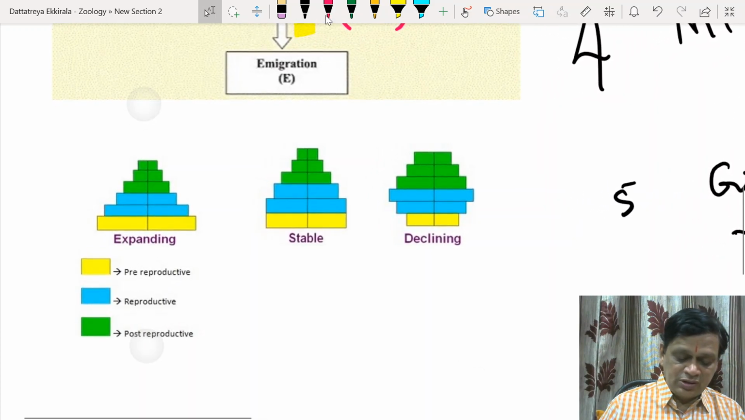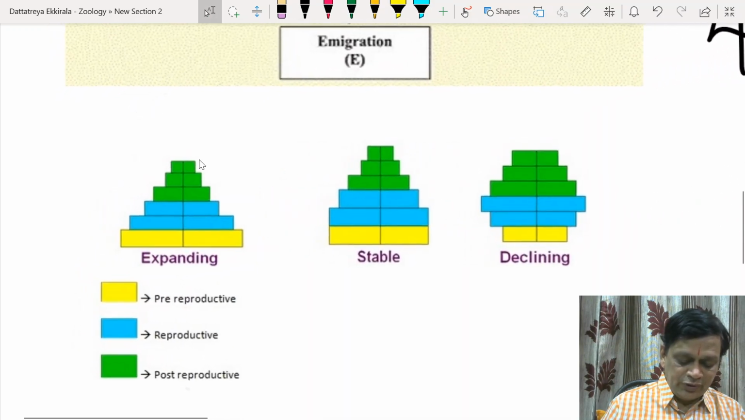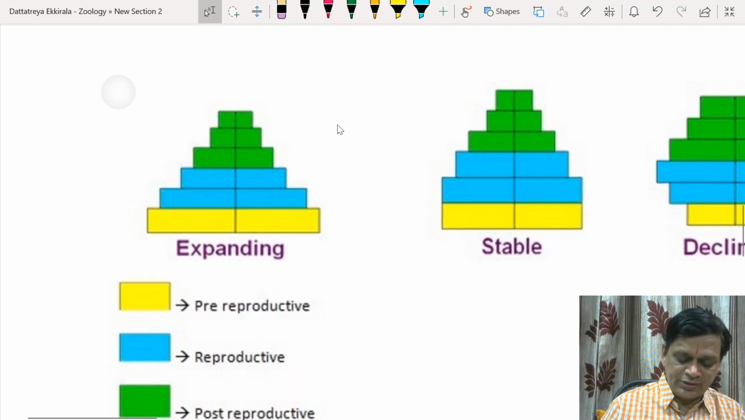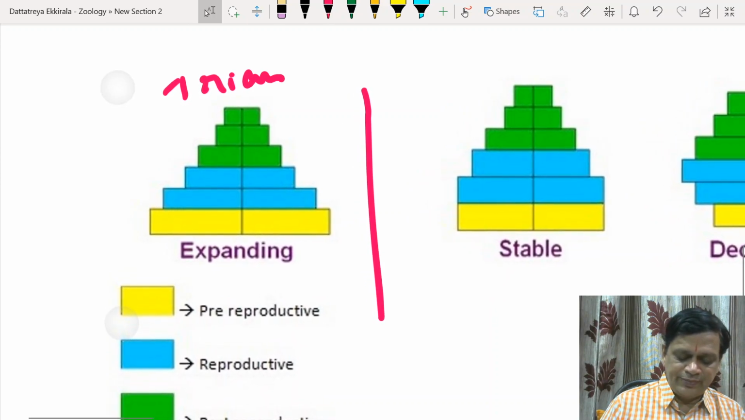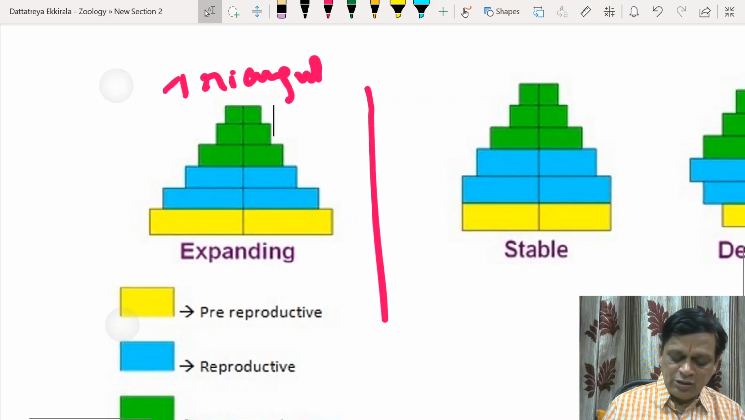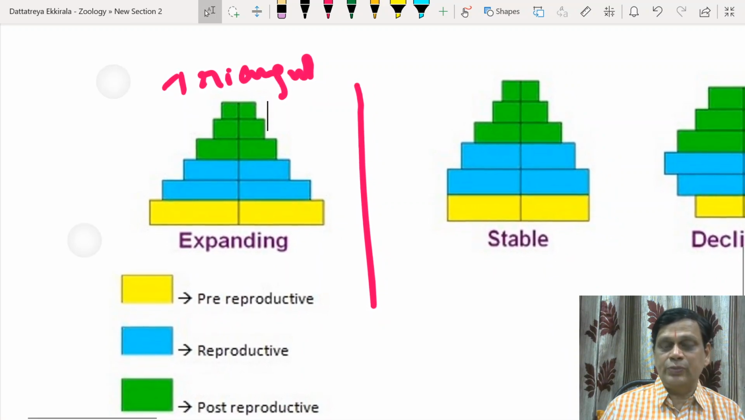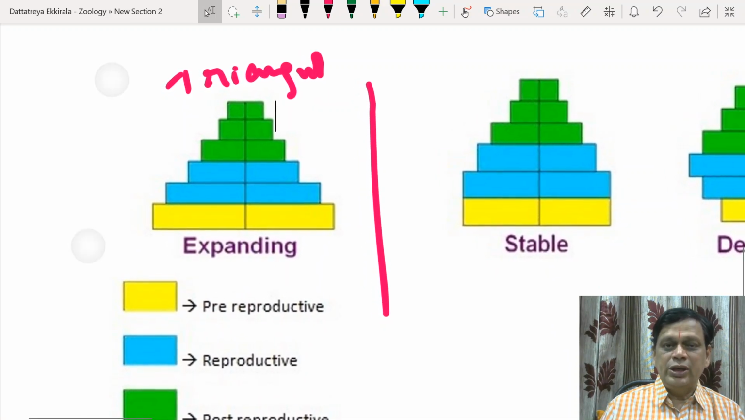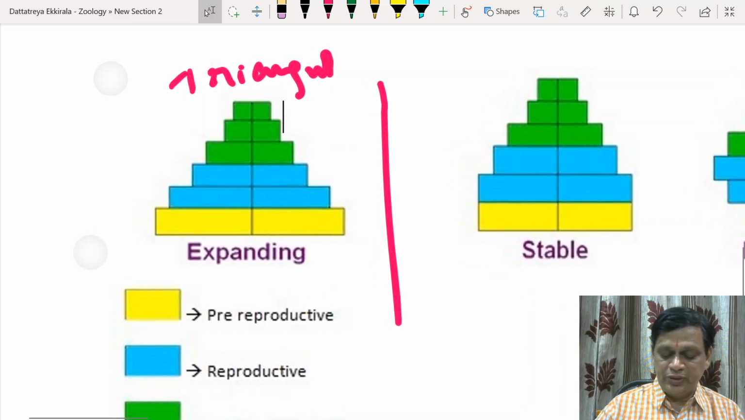So age pyramids, you simply see this graph once. First graph, what is the specialty? Expanding. This is an expanding population. Expanding is a triangular pyramid. Yellow colored is pre-reproductive, blue colored is reproductive, green colored is post-reproductive in this diagram. Pre-reproductive number is greater than reproductive, so that is going to increase.